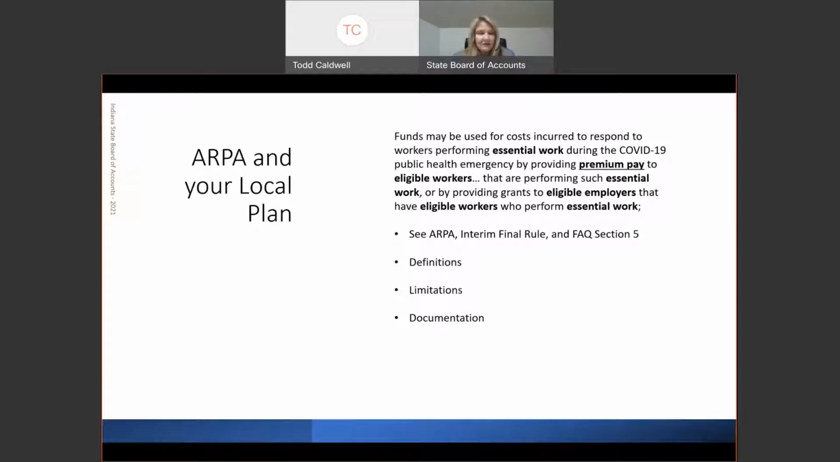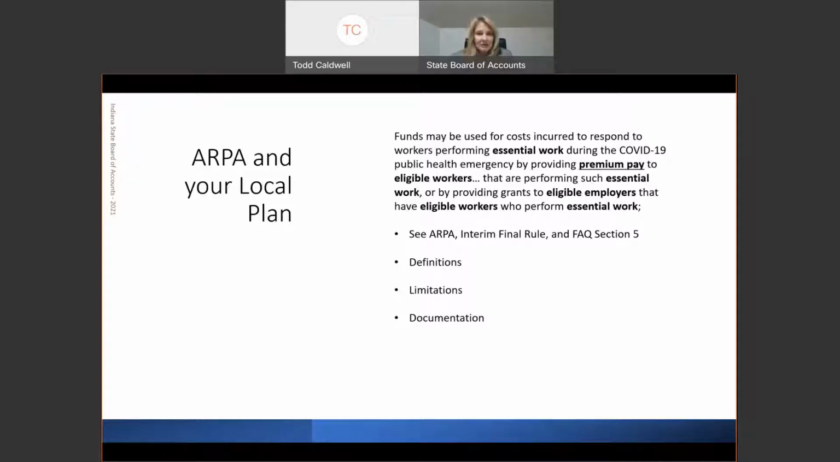Also, the amount of premium pay cannot exceed $25,000 per worker. And very importantly, for the interim final rule, premium pay or grants provided using these funds should prioritize compensation of lower income eligible workers that perform essential work. The goal is to address low-income workers who have been providing services in person during the public health emergency.